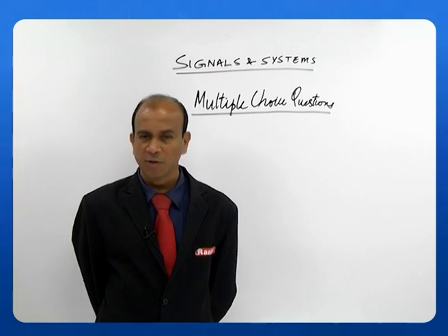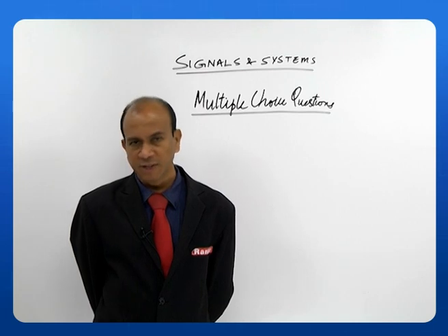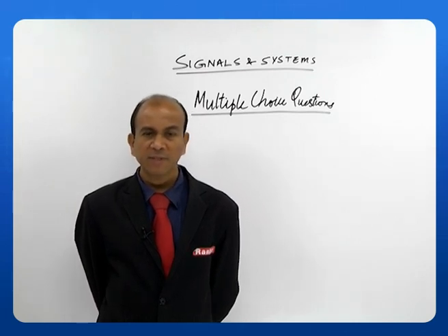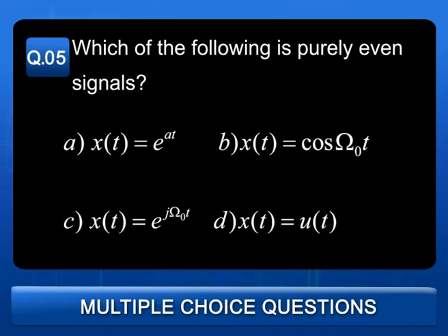Just look at C also. C also happens to be an exponential, a complex exponential signal, but we are talking about a purely even signal. So we say cos is the purely even signal. So the answer is B.